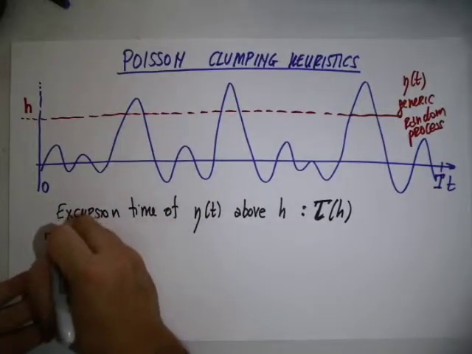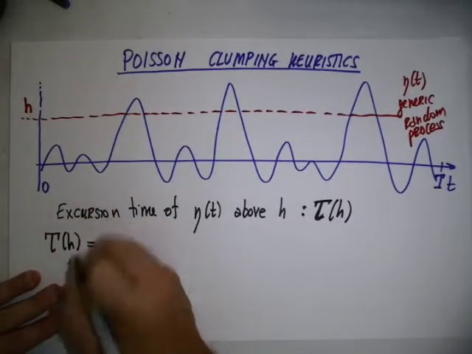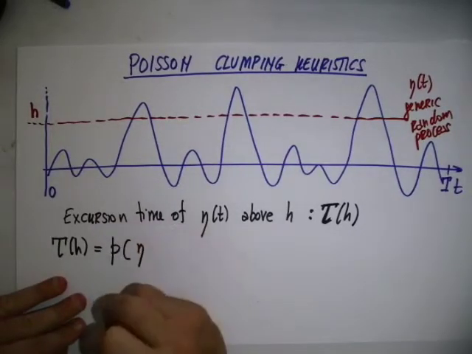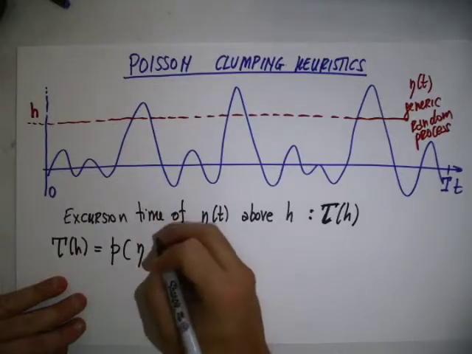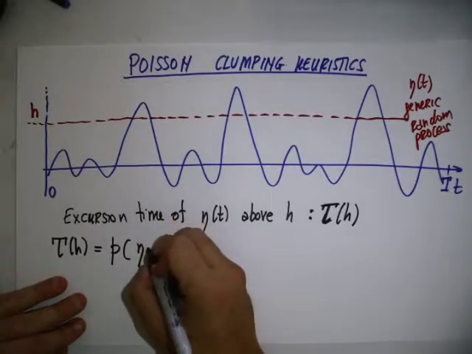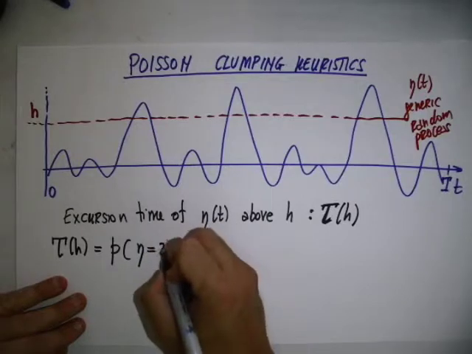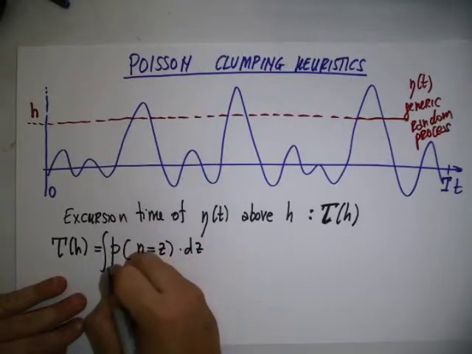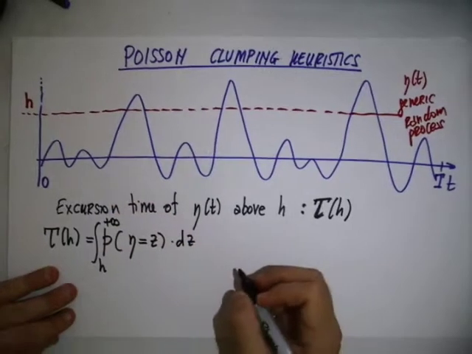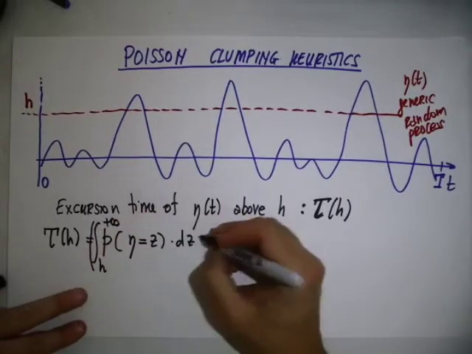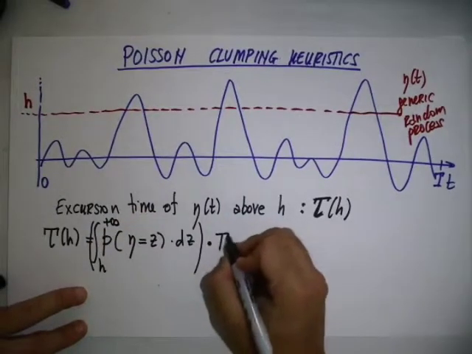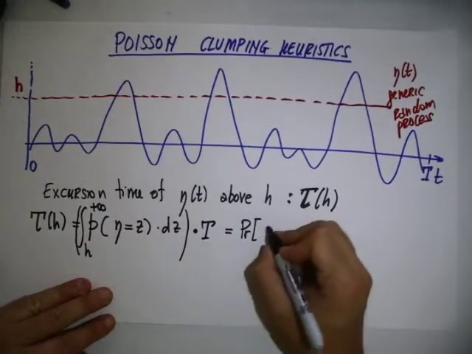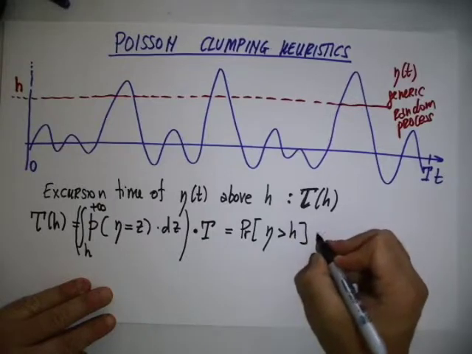and of course now we know that tau of h is equal to the integral between h and infinity of the probability that eta is equal to z times dz, and then I multiply by T. This is simply the probability that eta is greater than h times T.